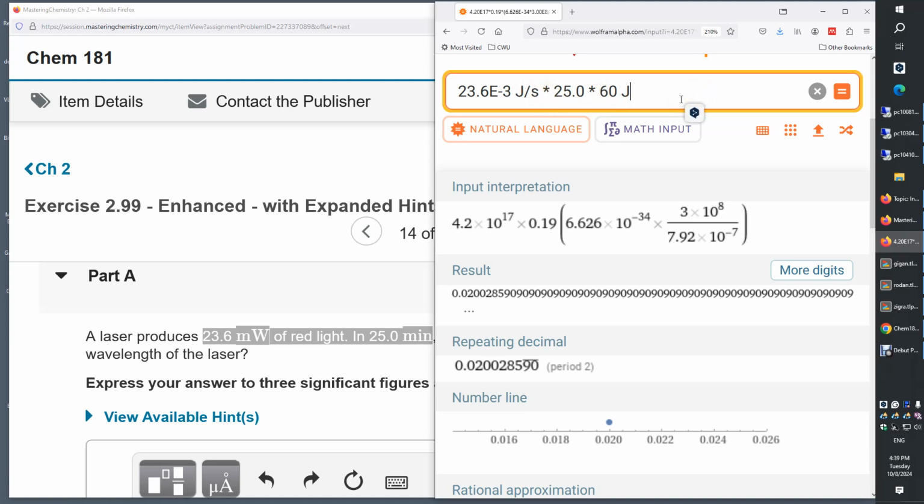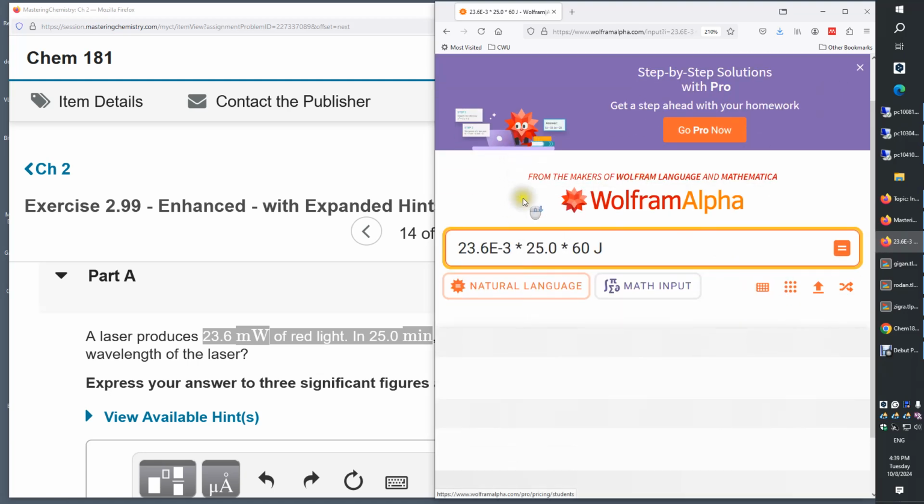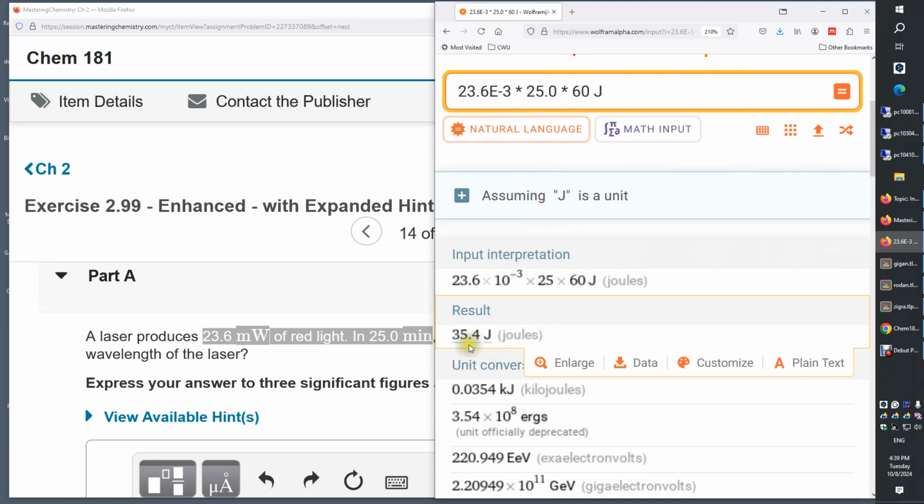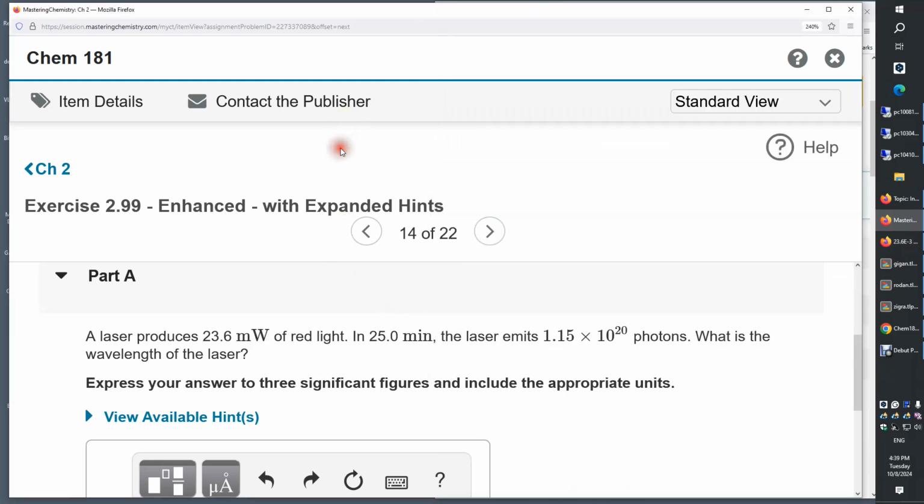You will get joule in the end. We will have this amount of energy. Again, this comes from milli. Alright, and then each watt is 1 joule over a second. 25 minutes is 25 times 60 seconds. So we'll get the total amount of energy from the laser. It's going to be 35.4 joule.